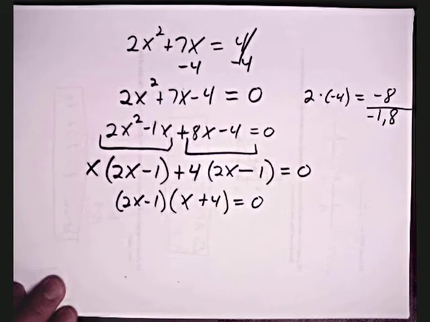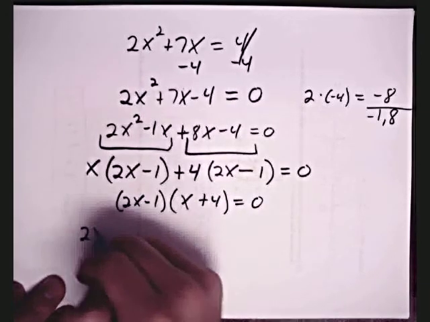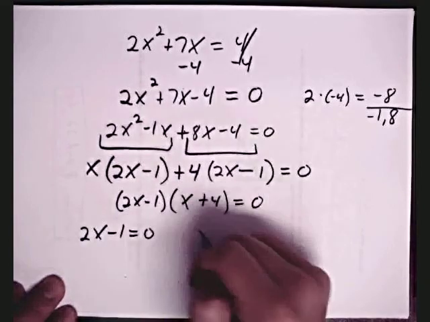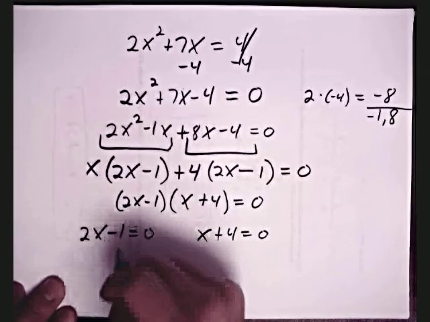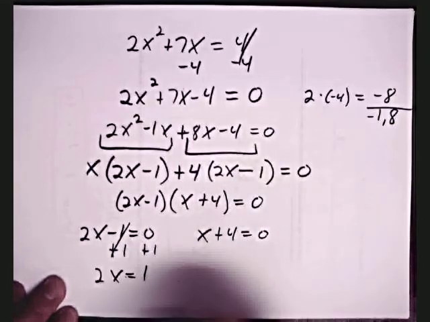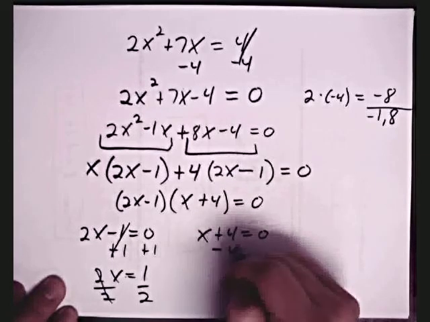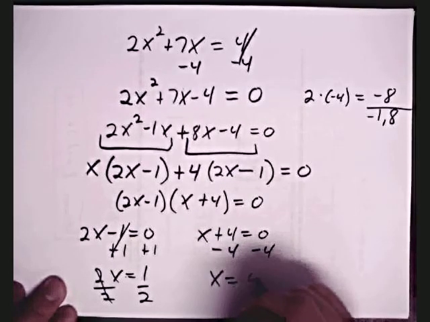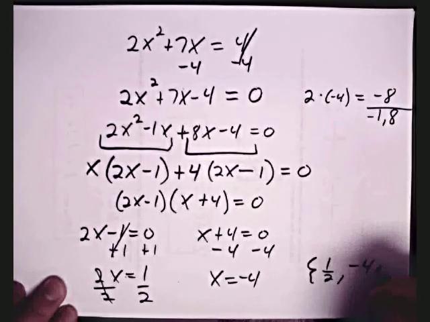And now we want to proceed to step 4, apply the zero product property. So if this times this equals 0, the only way that happens is either 2x minus 1 equals 0 or x plus 4 equals 0. Last step, solve each of those by adding 1 to both sides. 2x equals 1, divide by 2, and x equals 1/2. This one, all we need to do to solve is subtract 4, and x equals negative 4. So our solution set, 1/2, comma, negative 4.